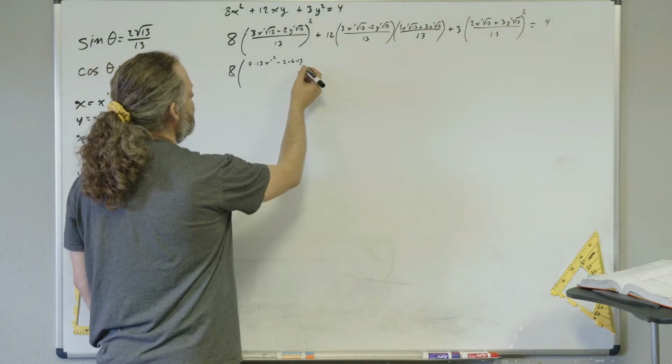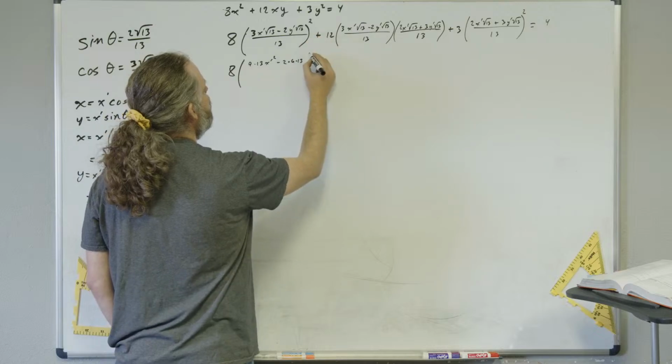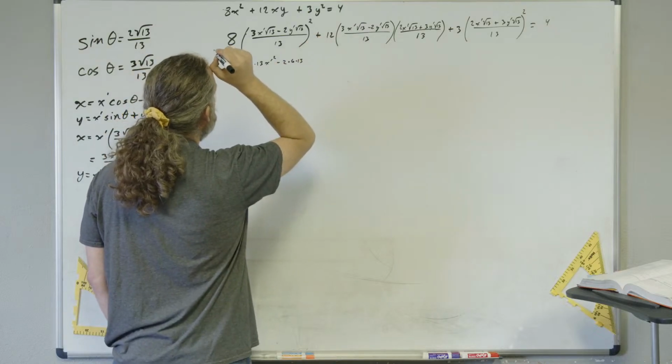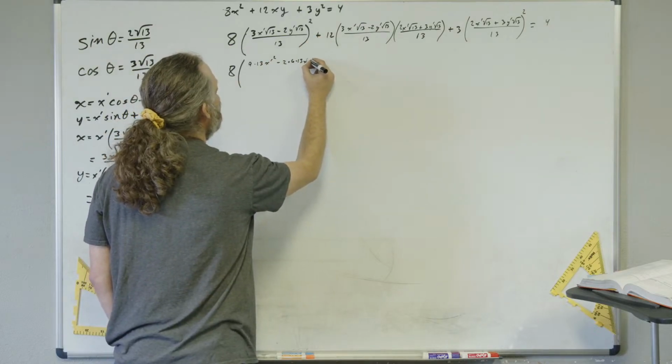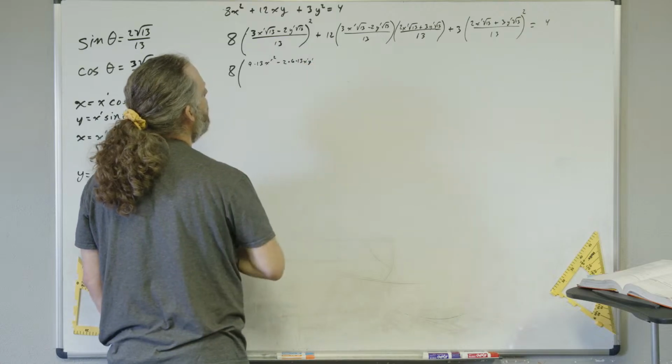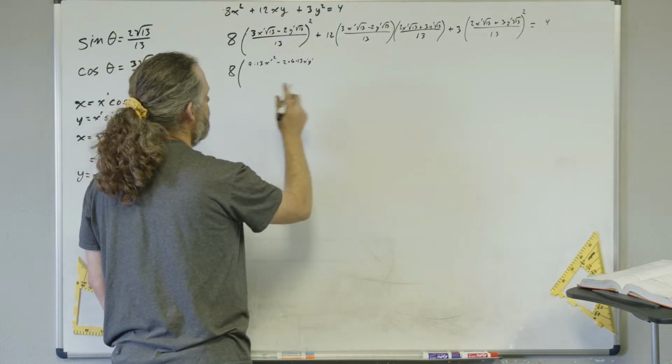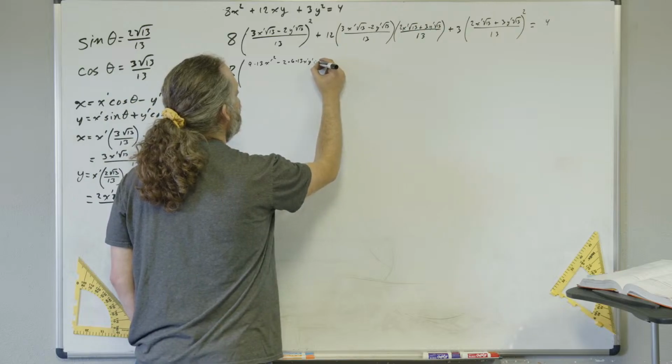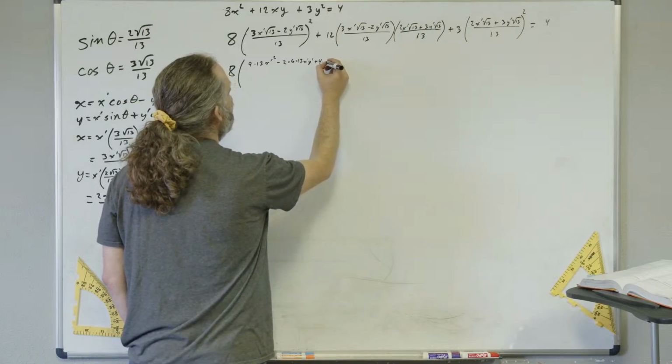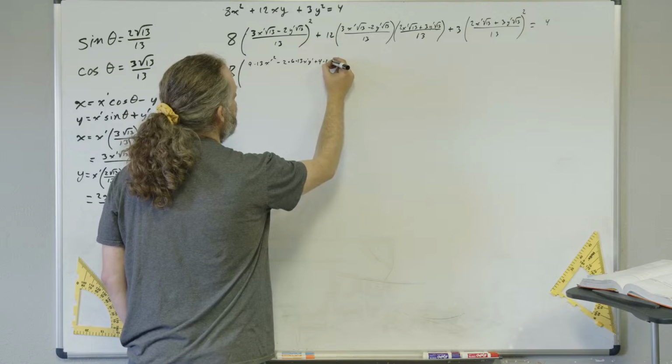Make sure you don't forget the middle term. All right, that's this squared. Oh wait, did I get all the things? Oh no, I need x prime, y prime. That last one squared. 2 squared is 4. Square root of 13 squared is 13.